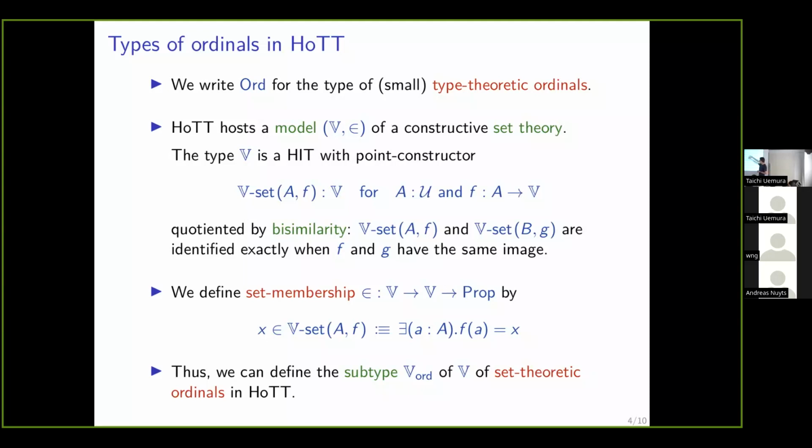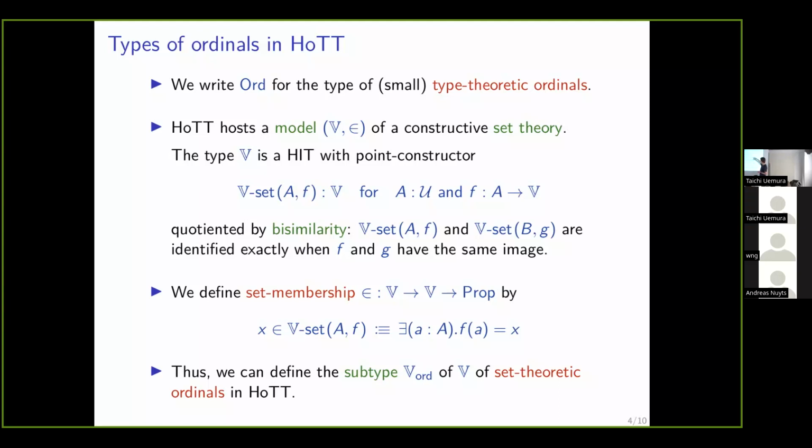One way to get this V is as a higher inductive type. There's an alternative approach to the HIT using a normal W type, and then you take a subtype. I'm sure we'll hear about that in the next talk. Yes, good morning. Wonderful. So I'll do this one, and you get to see the other one next talk. You have a point constructor V-set, which for every A in some universe U and a function going from A into V, and you quotient it by bisimilarity. So two of those are going to be the same when f and g have the same image.